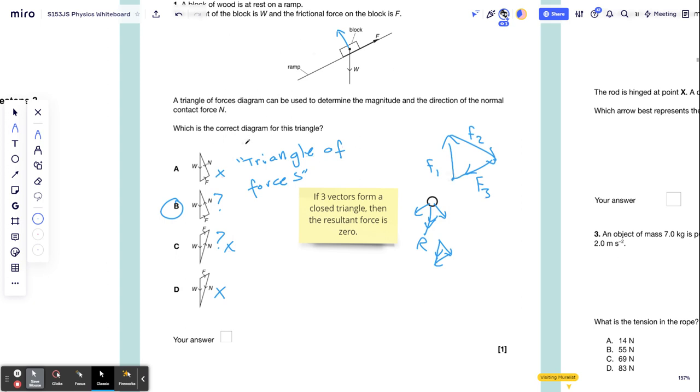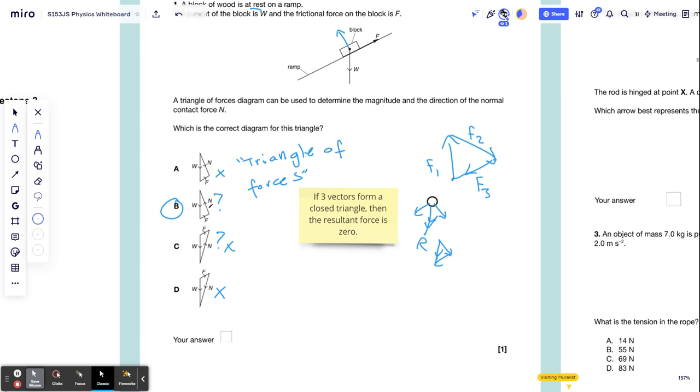So with this one, when it asks you what is the correct diagram of this, we know that it's at rest, and so we know it's going to be a closed triangle. But which one is it? Well, it can't be A because W and N are not lined up correctly, because the beginnings of each vector are touching. It should be the head and the beginning. So the front and the back should always be touching for the different vectors.